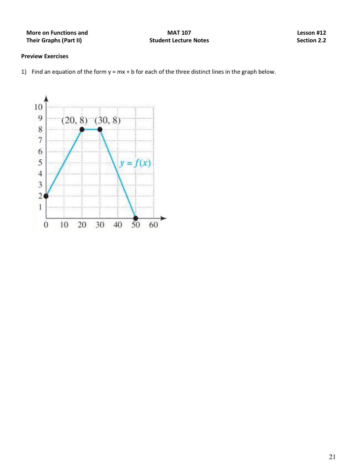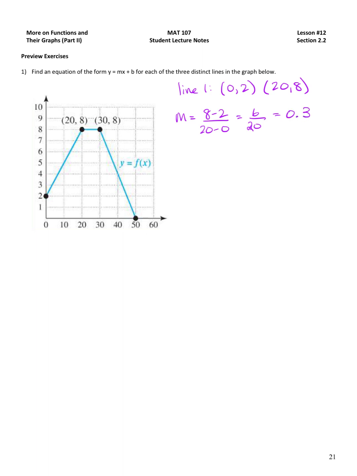So line 1, let's see, I'll do line 1 up here. Line 1, I have 2 points. I have the point (0, 2) and the point (20, 8). And to find the equation between 2 points, we start with slope. So the slope is going to be 8 minus 2, which is change in y, divided by 20 minus 0, which is change in x. So this is going to be 6 over 20. And 6 over 20 would reduce to 3 over 10, or 0.3.